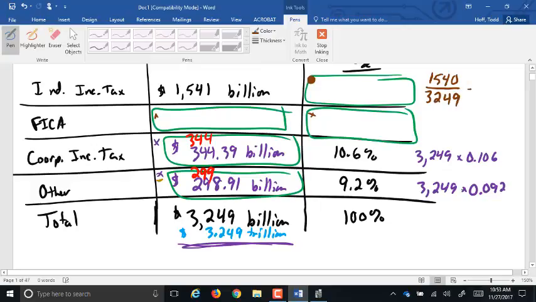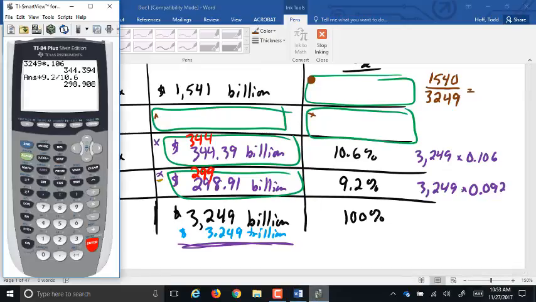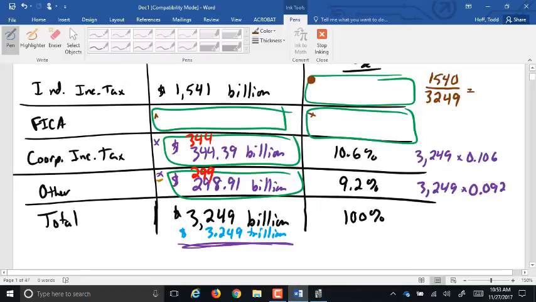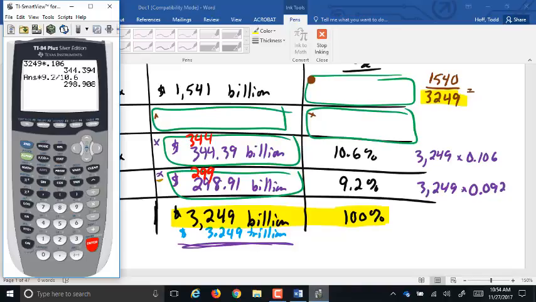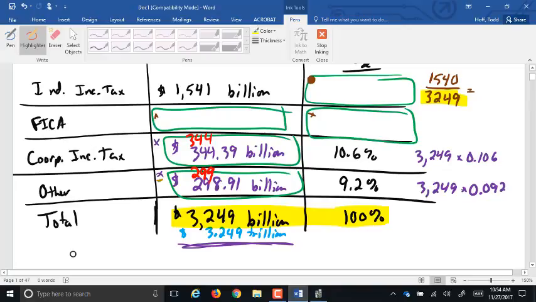Right. That should be the amount of the individual income tax divided by the total taxes. Well, when you're doing percents, what you're dividing by is always whatever represents 100%. So when the total represents 100%, that's what we divide by. So 1540 divided by 3249. So 47.4% that looks like.